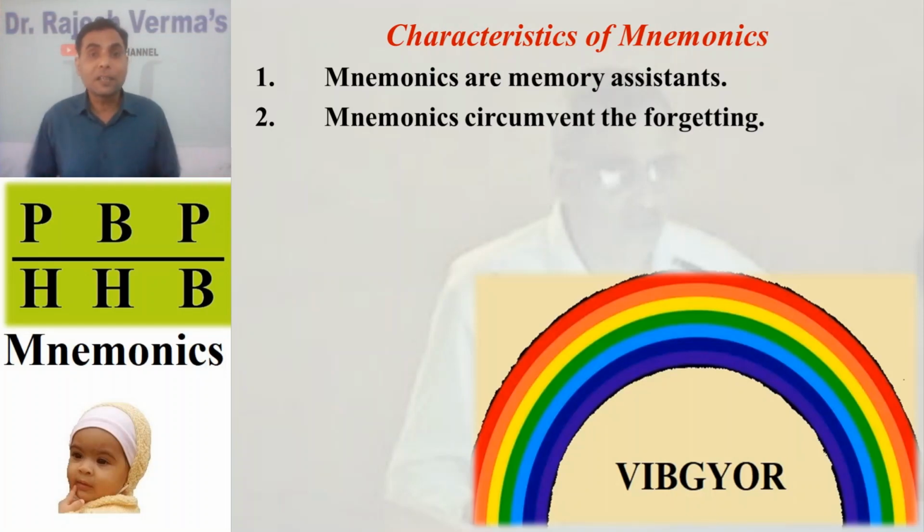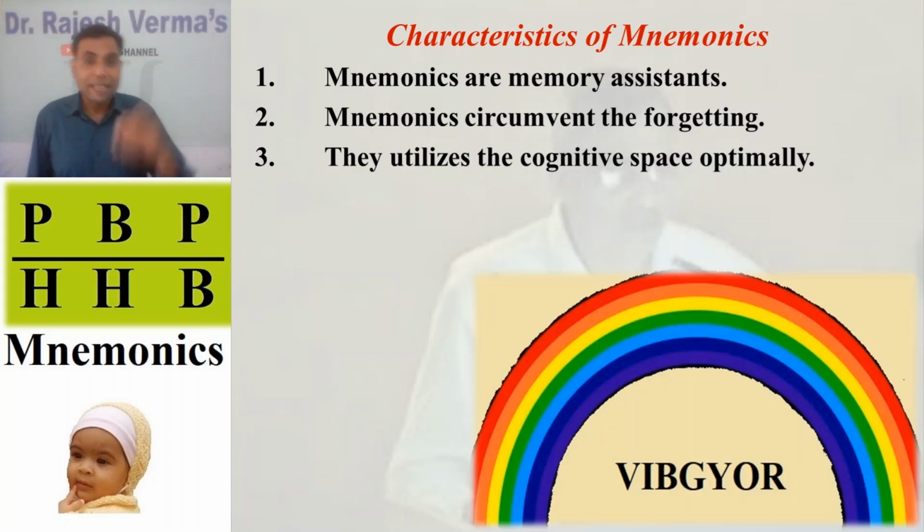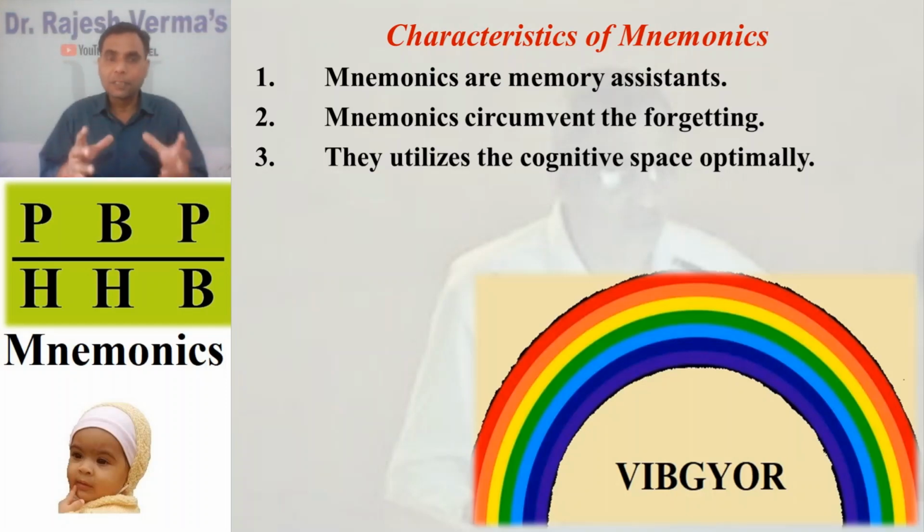Then the mnemonics circumvent forgetting. If they assist the memory, certainly they prevent forgetting. They anchor with the mother information and prevent trace decay and help in circumventing the process of forgetting. Then they utilize the cognitive space optimally. That is the important point here. What do mnemonics do? Mnemonics help in utilizing our cognitive space, cognitive processing optimally.